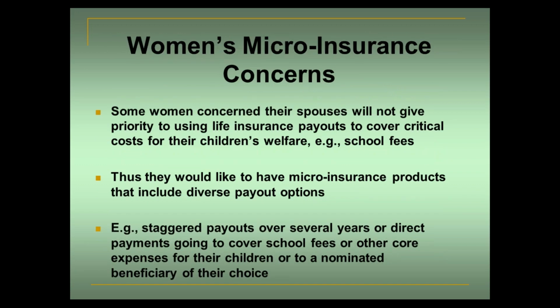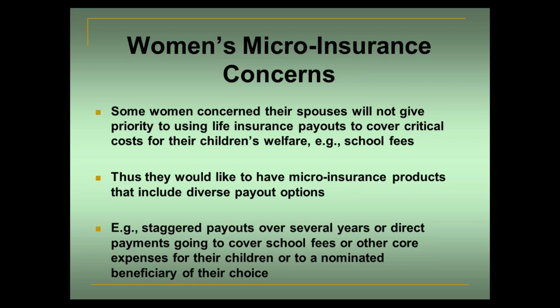Some women are also quite concerned that their spouses will not give priority to using life insurance payout to cover critical costs for their children. There might be different reasons for that, but the school fees in particular are a major concern. So they would like to have microinsurance products that include diverse payout options. For example, the right to nominate someone other than their spouse as a beneficiary, which might not be a very popular decision, but they would need to maintain privacy. But it needs to be taken into account.